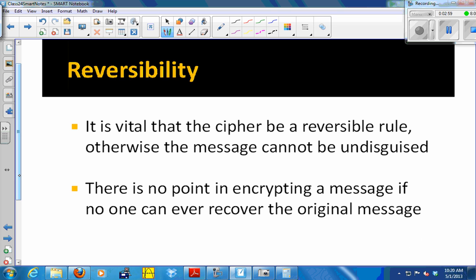Now, one really important thing is that your cipher has to be reversible. If you code your message to make sure that no one else can read it, you have to be able to decode it, right? Otherwise, what's the point? The information is just lost. So it has to be undisguisable.